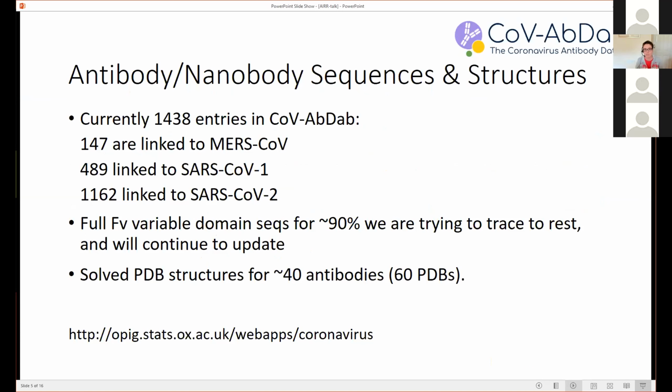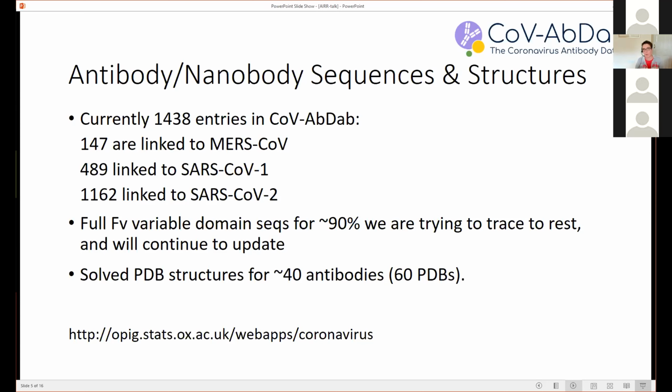So what does it contain? Well, roughly speaking, right now, there's about 1,500 entries in the database. And about 1,000 of those are linked to SARS-CoV-2. Now, obviously, those of you who can add up quickly will see that adds up to more than 1,438. But of course, some entries are linked to more than one of these coronaviruses. We're trying to collect the full FV variable domain sequences. We've got that for about 90%, and we keep trying to trace the rest.